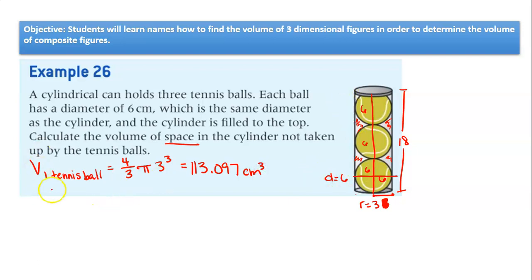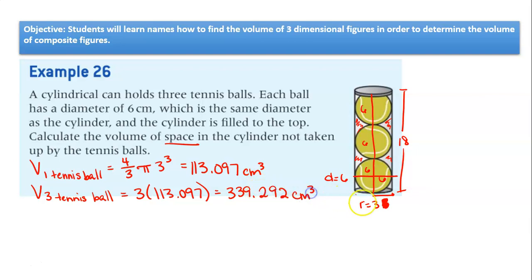Now, we've got 3 balls in there, so to find the volume of 3 tennis balls, you just take the volume of 1 ball times 3. We end up with 339.292 centimeters cubed, because again, I'm not going to round till the very end. So that's how much space the balls take up inside the cylinder.